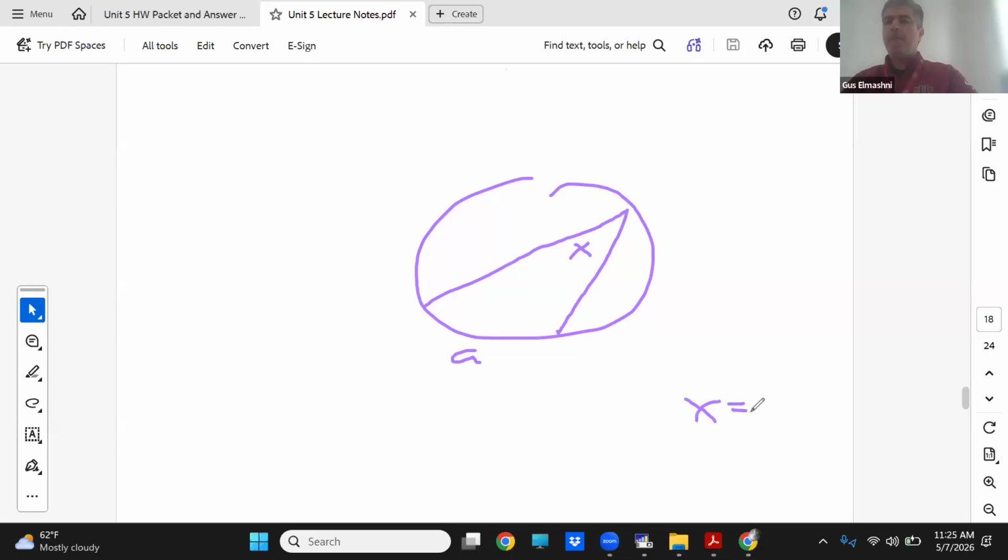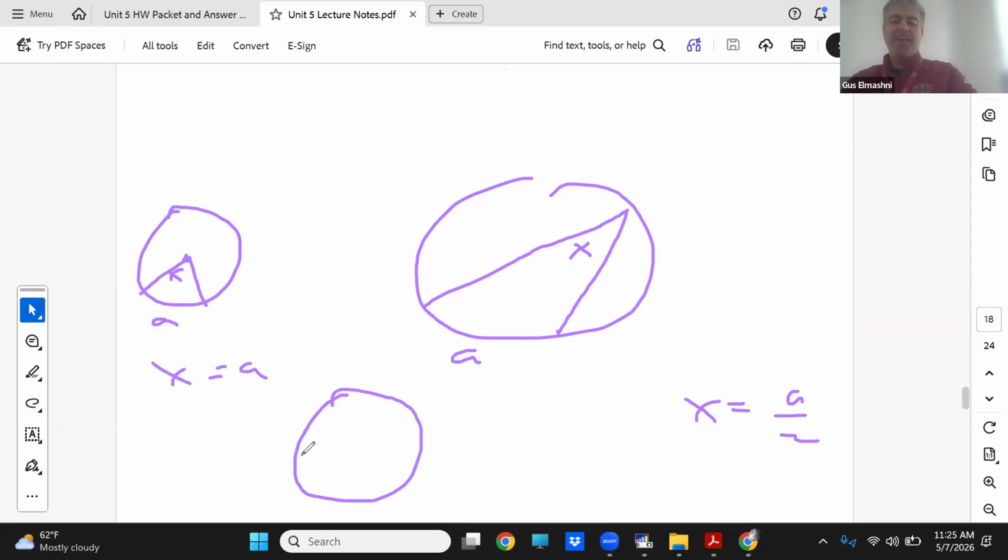X equals what? A minus B over 2? No, just this one right here. There's no B. A divided by... There you go. Okay, what if I gave you this? The center. Here's X and A. What would you say? X equals A. Okay. If I give you A, B, and X, what do you get?